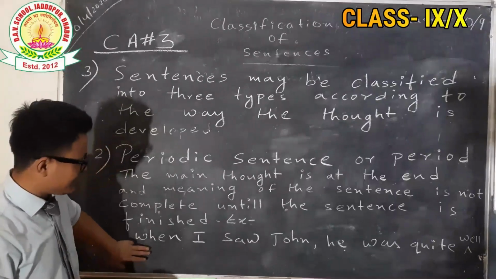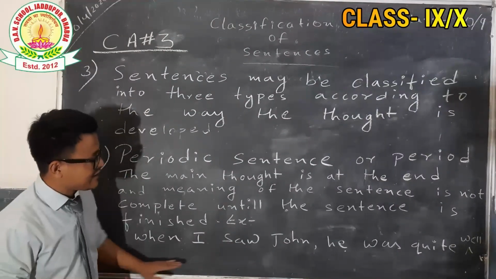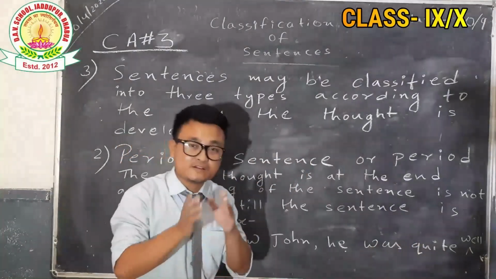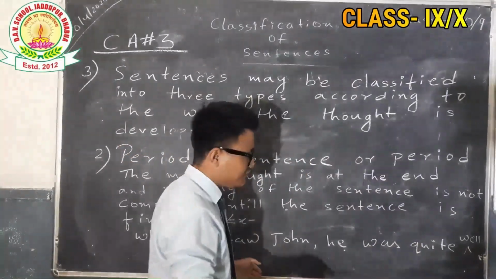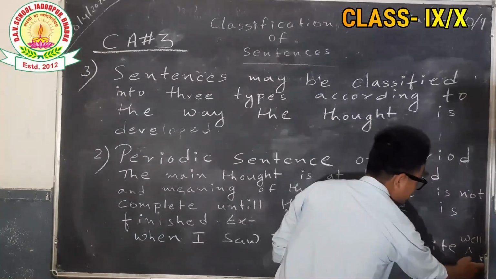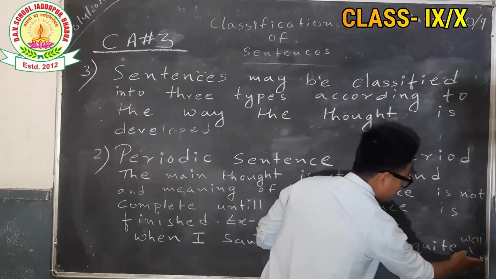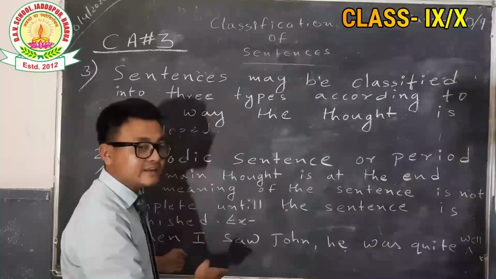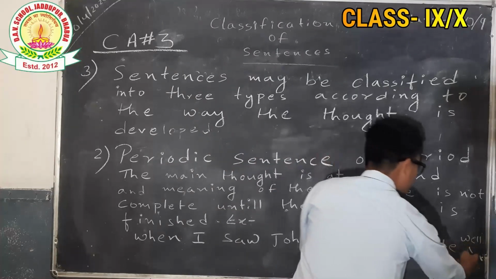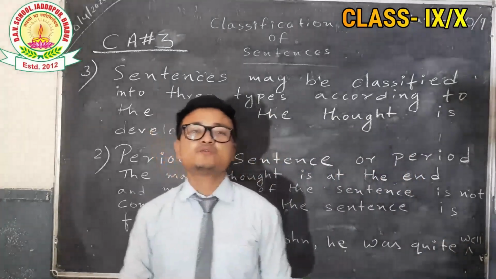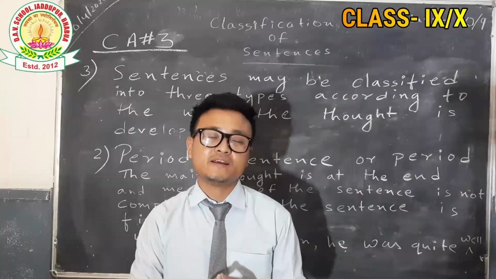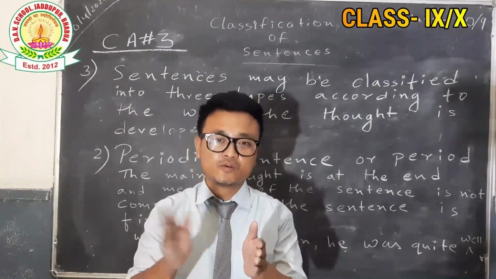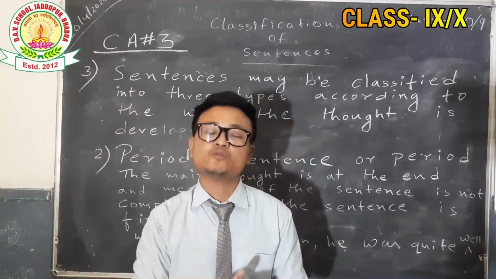For example, we have an example here. When I saw John, he was quite well. But in the beginning, when I taught you the loose sentence, you formed "he was quite well" from the beginning. But here, in this sentence, you formed it at the end. So that is the difference between loose sentence and periodic sentence. And periodic sentence works totally opposite to loose sentence.